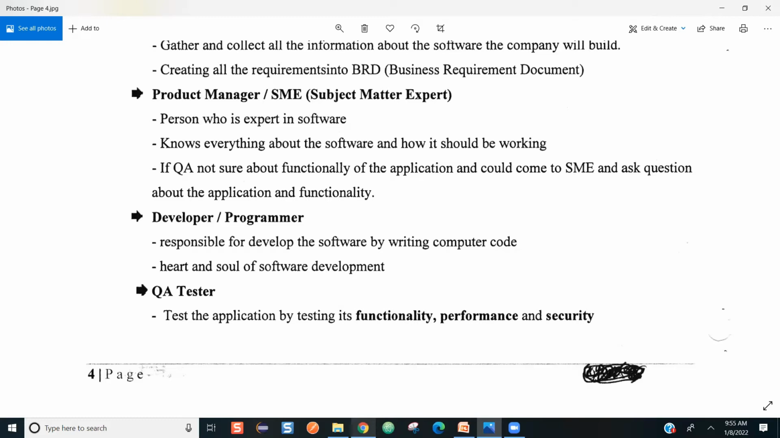And QA tester. This training is for the QA tester. The QA tester will test the software's functionality, performance, and security. This is just an example. If you say that the tester is responsible for testing the software or the application, that's enough. QA means quality assurance. They will ask how many QAs were in your group, three or four, and whether you worked onshore or offshore. Onshore and offshore are terms you should know.